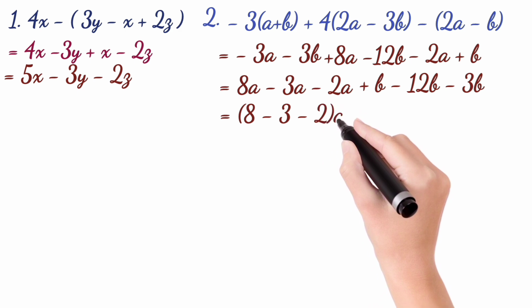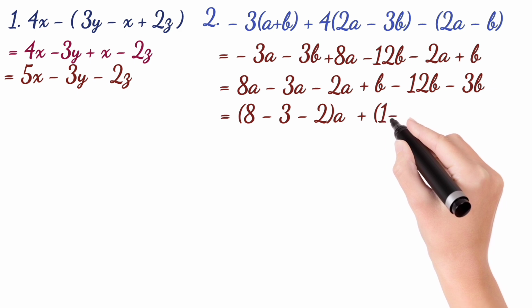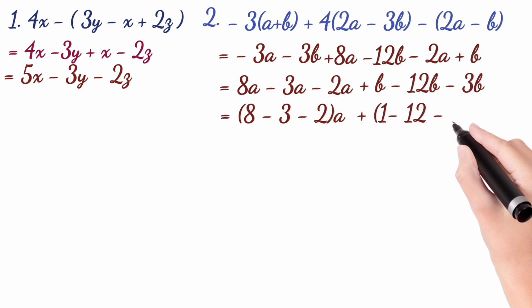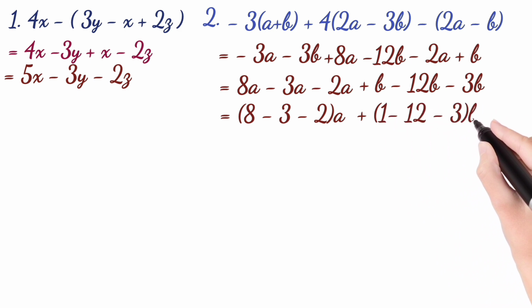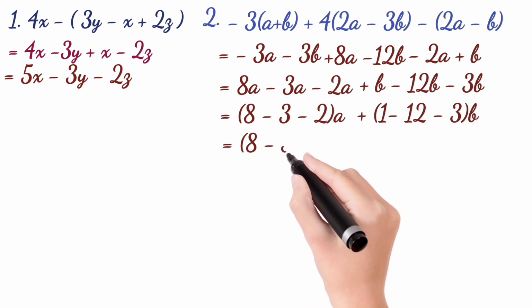First, inside the bracket you write the constants, that is 8 minus 3 minus 2, and the variable a keep outside the bracket. Plus, now plus sign is there, so no need to change the sign inside the bracket. That's why I told you first to write the positive one. See, 1 minus 12 minus 3 inside the bracket and b outside the bracket.